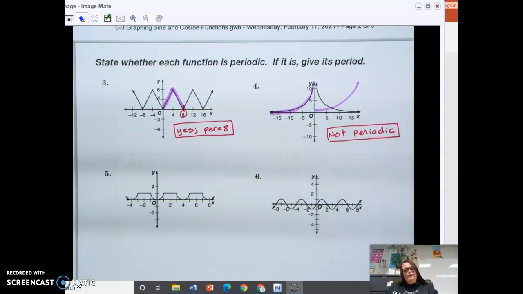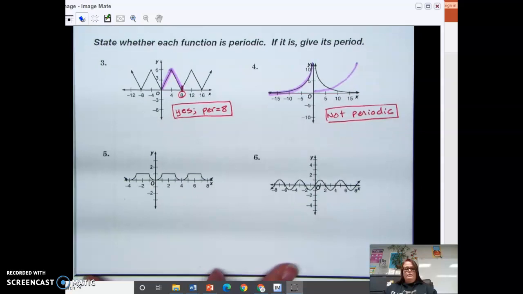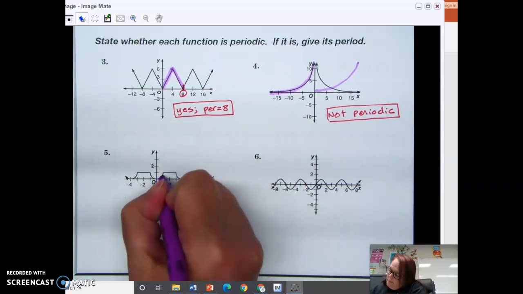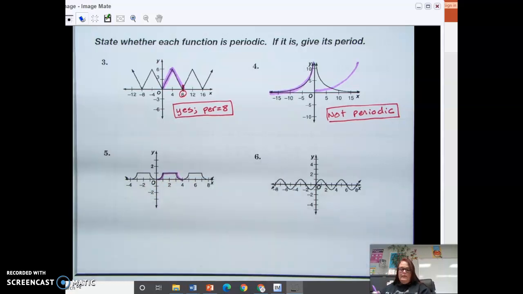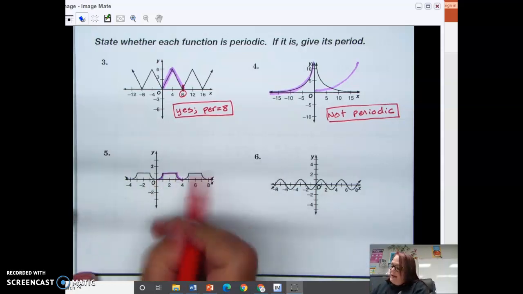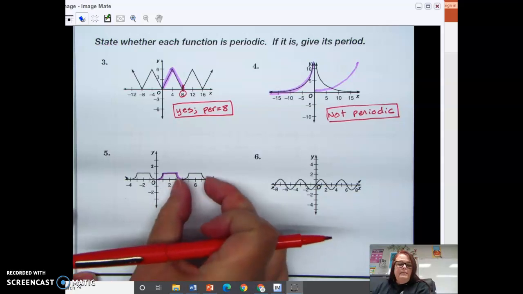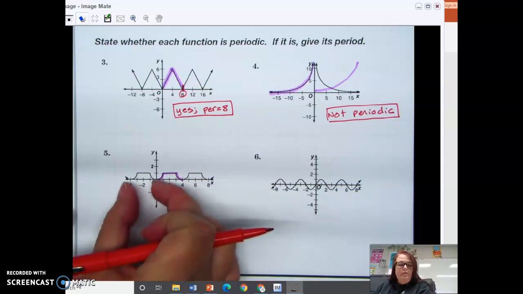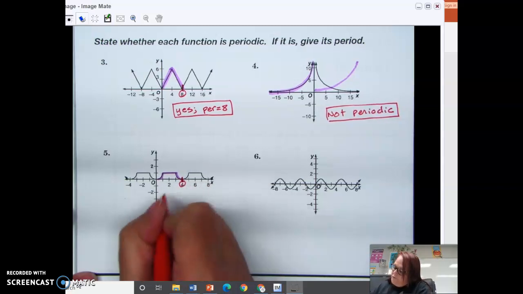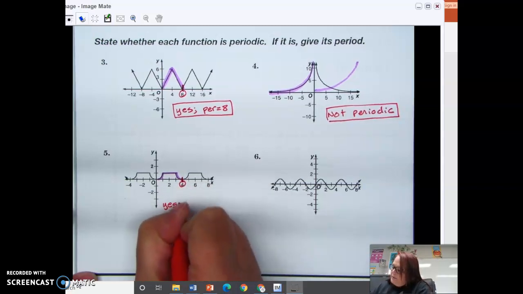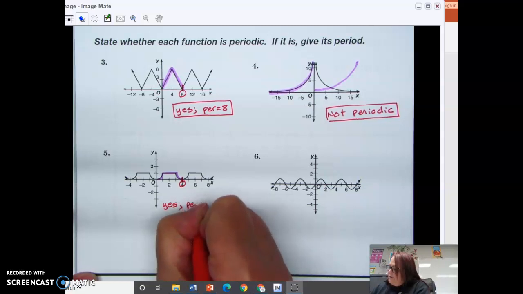So pause the video and see if you can answer number 5 and number 6. So hopefully you see that number 5 is periodic. We need a slope up, a plateau, and then a slope down in order to build that rubber stamp. And then I can take that rubber stamp, stamp it here, and even more. And my rubber stamp stopped at 4. So we would say, yes, this is periodic, and that the period is equal to 4.